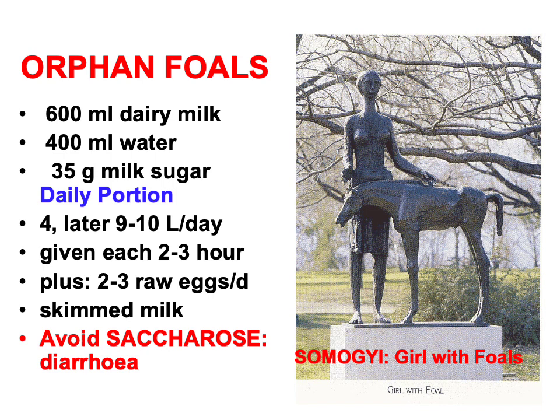So we have to make a mixture of 600 milliliter daily milk and 400 milliliter water, and we have to add 35 gram milk sugar if possible, but any other sugar can be used. The daily portion is up to 9-10 liter per day, given every 2-3 hours. This is not the same as the suckling of the mares, but it is possible this way. The more frequent, the better.